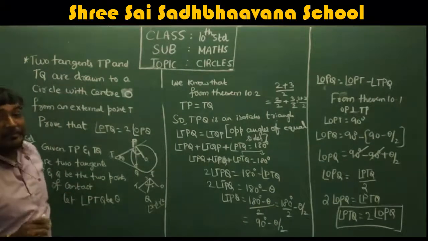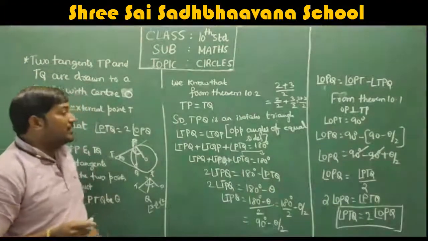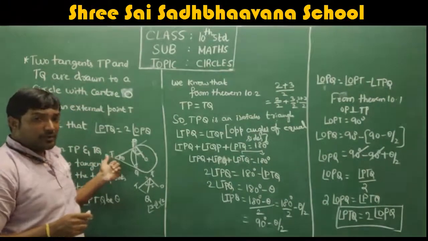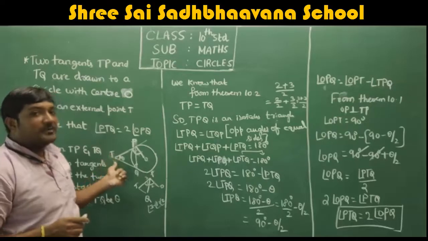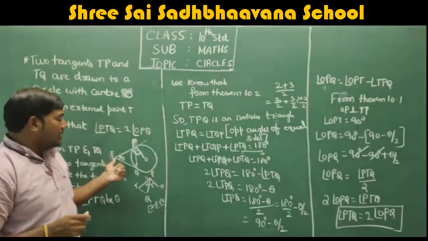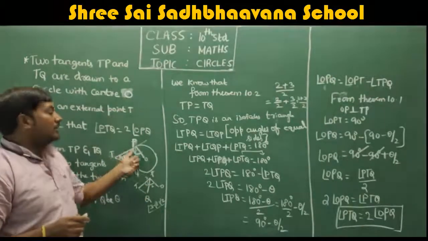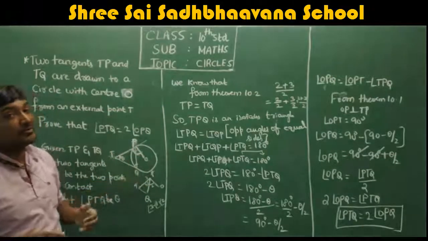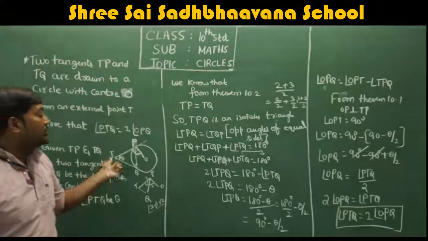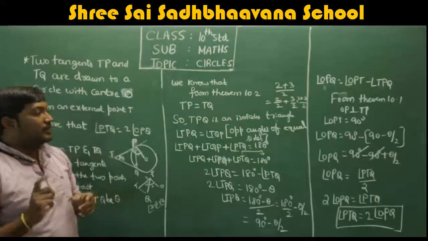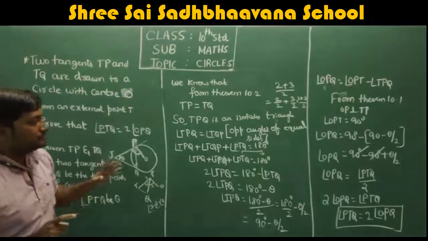Next, from theorem 10.2, we know that the tangents drawn on a circle from an external point T, any point, here we have taken this. TP and TQ are the tangents drawn to a circle with center O, so TP should be equal to TQ. So TP is equal to TQ. That's one condition.